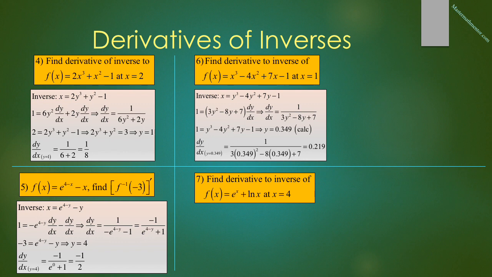We start by taking the inverse. x is equal to y cubed minus 4y squared plus 7y minus 1. Again, we realize we will not be solving for y. So we work implicitly and get 1 equals 3y squared minus 8y plus 7 times dy/dx, and dy/dx is equal to 1 over 3y squared minus 8y plus 7.